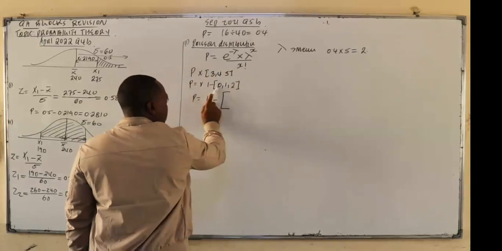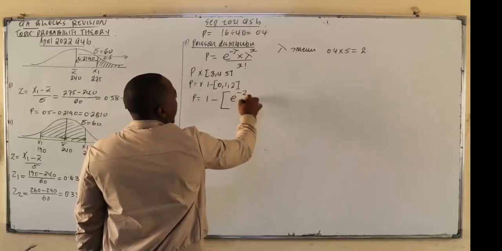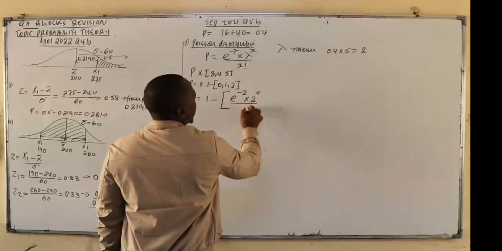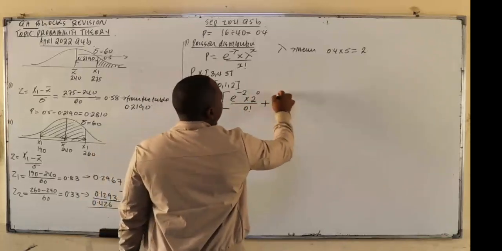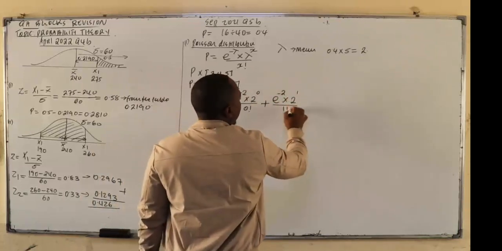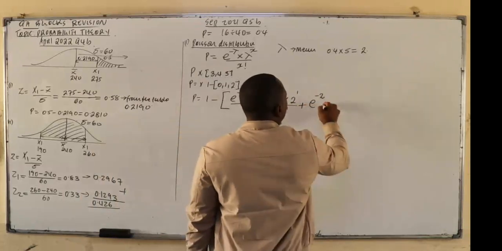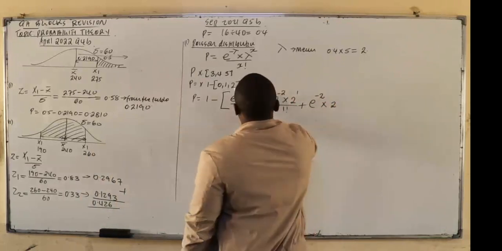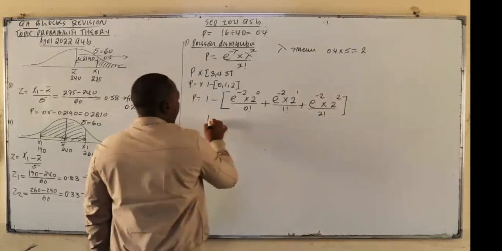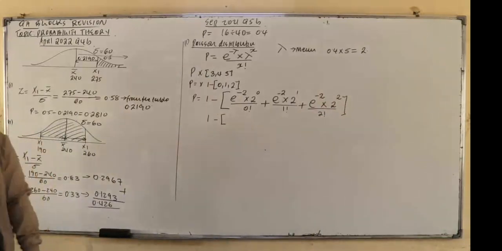Now let's start when x is 0. So it will be exponential raised power negative 2, lambda is 2, 2 raised power x. Now our x is 0, over 0 factorial, plus exponential raised power negative 2. Now when x is 1, over 1 factorial. Average does not change. Times lambda, which is 2. Now when our x is 2, 2 raised power 2 over 2 factorial. So it will be 1 minus.